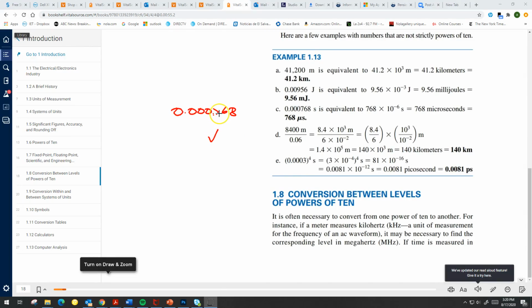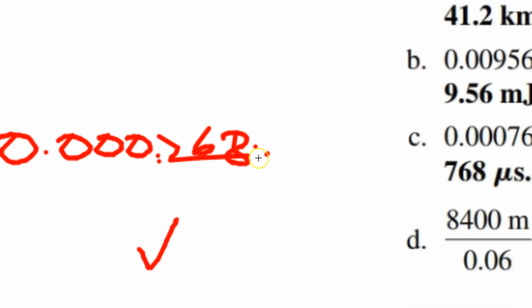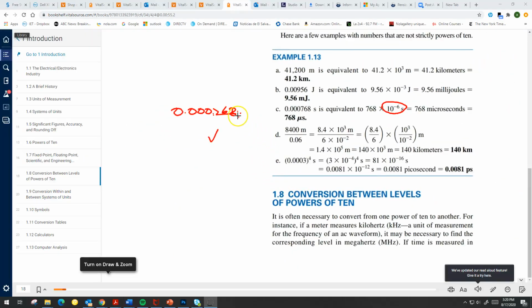Because if I move it 1 more time in front of the 7, it's not going to give me enough to have a power of 3 over here. So I'm going to have to move it 3 more times, in front of the 8, so that I can have a power of 6. When I move it all the way out in front of the 8, I have moved the decimal point 6 places, or 10 to the minus 6.